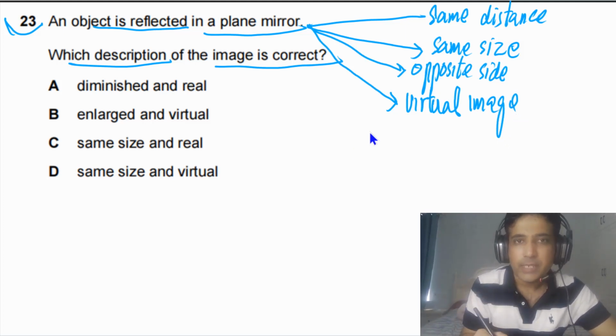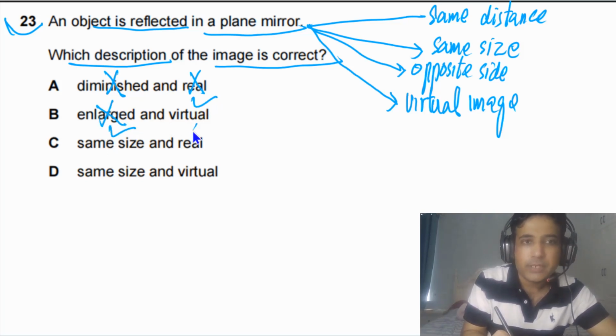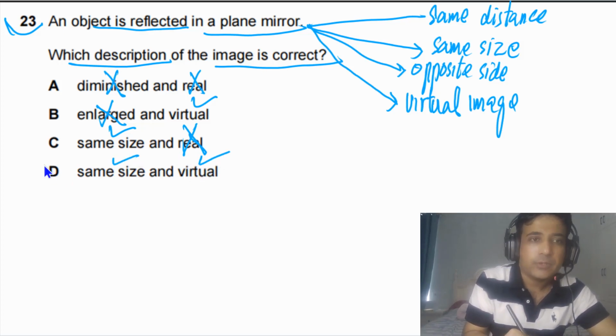And same size. So the first one is not possible because it says real, and diminished means smaller in size. That's not possible. And large, not possible. Virtual, this is right. Same size, this is fine. Real, this is incorrect. Same size and virtual, this is correct. So the answer for this one is D.